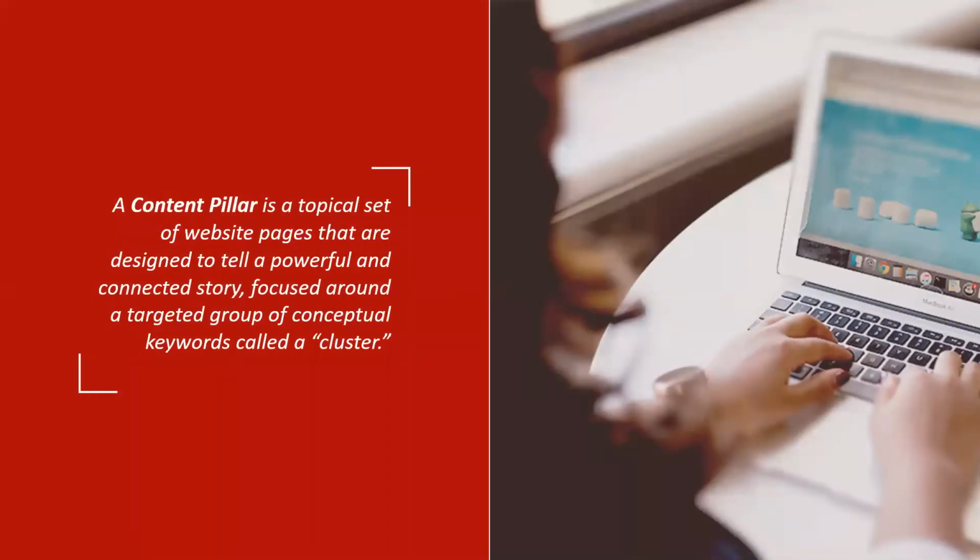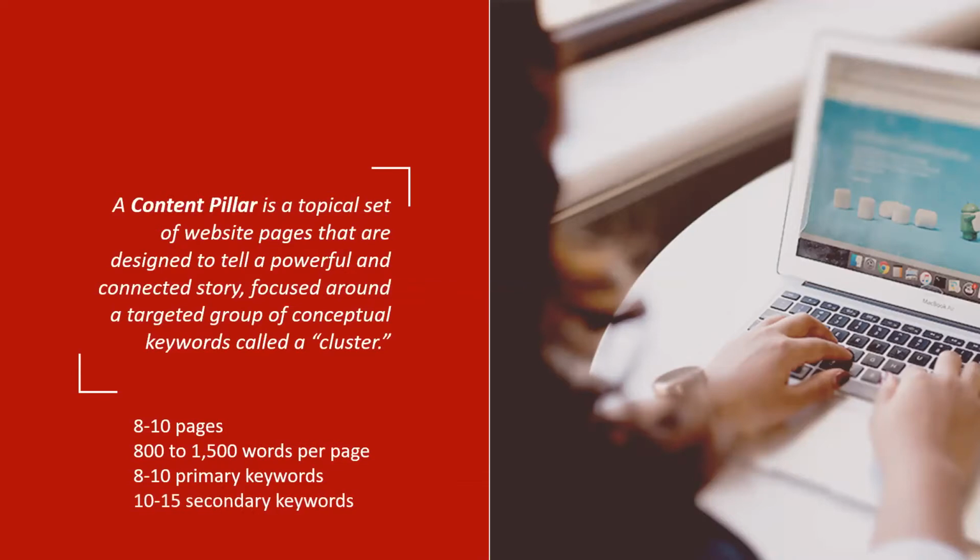So first, a content pillar is a topical set of website pages that are designed to tell a powerful and connected story. They're focused around a targeted group of conceptual keywords that we call a cluster. Because Google prefers rich content, each content pillar is generally about 8 to 10 pages with about 800 to 1500 words per page. And each page includes a mix of media, including text, links, images, and videos. Now, a content pillar is typically focused around a cluster of 8 to 10 primary keywords, but it's also supported by 10 to 15 related secondary keywords across each of those pages.